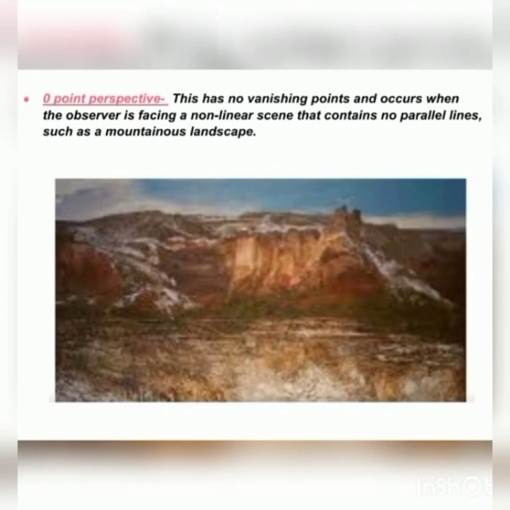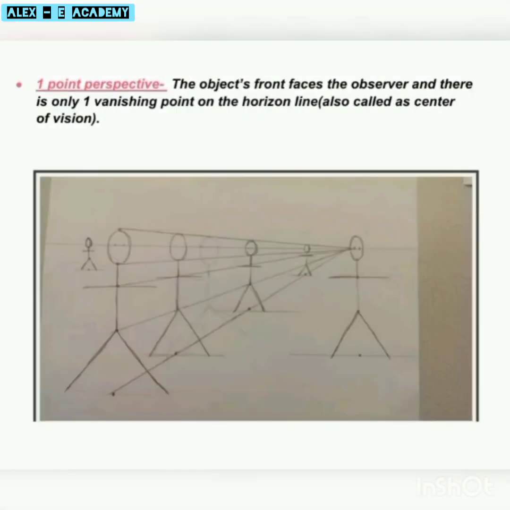The second type is the 0-point perspective. This occurs when the viewer is facing a non-continuous or a non-linear scene which does not contain any parallel line in it. For example, a mountainous landscape. The third type is 1-point perspective. If the object's front portion is facing the viewer and if there is only one vanishing point on the horizon line, then it is said to be 1-point perspective.